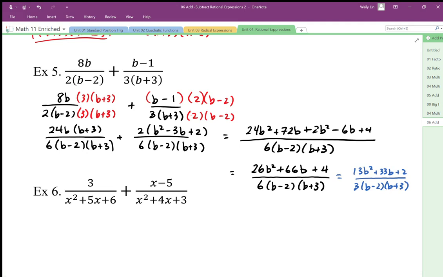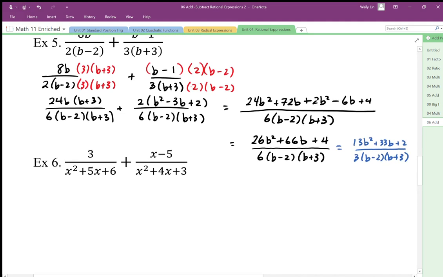Okay, so for this next one here, we want to again factor, and if we can, simplify the fraction first. So here I'm going to end up with 3 over x plus 3, x plus 2, plus x minus 5 over x plus 3, x plus 1.